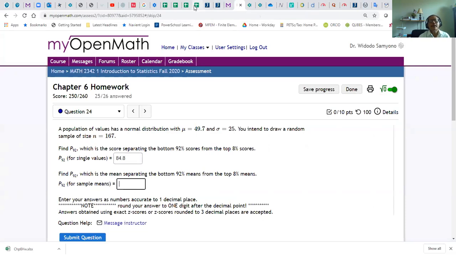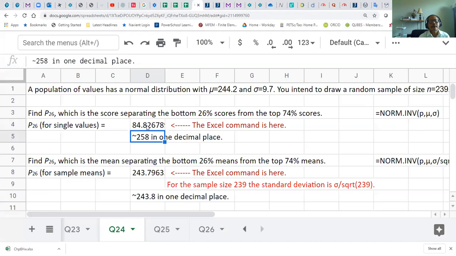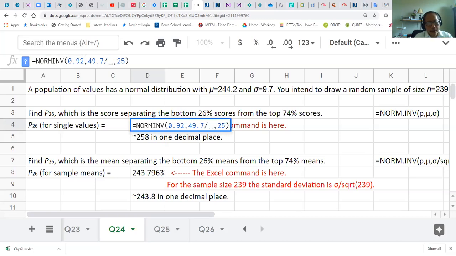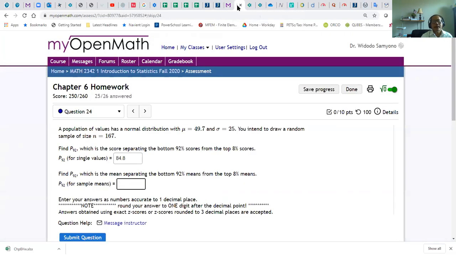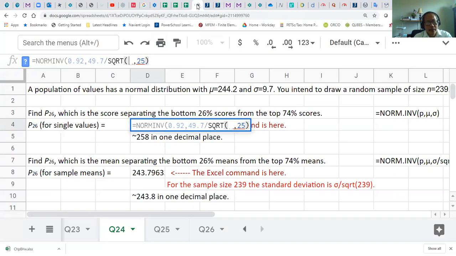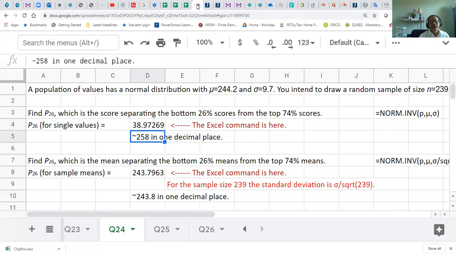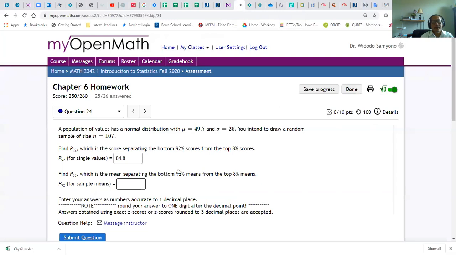Yeah, so this is the same thing. Maybe you can use the same thing, this one here. So just need to divide this by the square root of the sample size, which is 167. So the answer is 39.0, right? As you were looking for one decimal place.